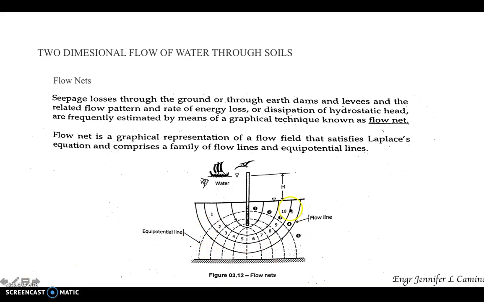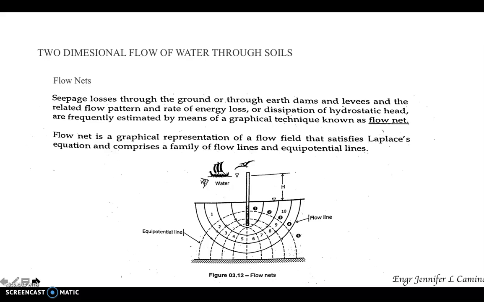This is the illustration for a flow net. If you observe, of course, you have a sheet pile on this figure. Of course, the flow of water is two-dimensional. So we have here an upstream and a downstream. The difference in elevation between the upstream and the downstream is referred to as H. This flow net consists of equipotential lines and flow lines. The broken line illustrates the equipotential line, and the flow line is this one. This is an illustration of a flow line.